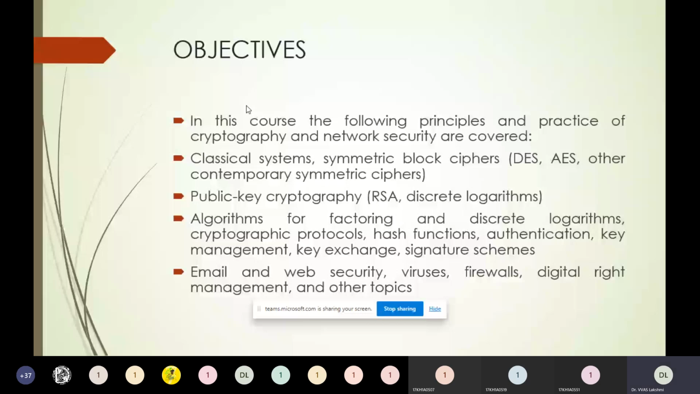So these are the techniques we are going to use. Two techniques are there: symmetric and asymmetric techniques. Asymmetric techniques are also known as public key techniques. Symmetric ciphers are DES, Data Encryption Standard, Advanced Encryption Standard, that means AES, and some other techniques are also there. So public key cryptography means asymmetric techniques.